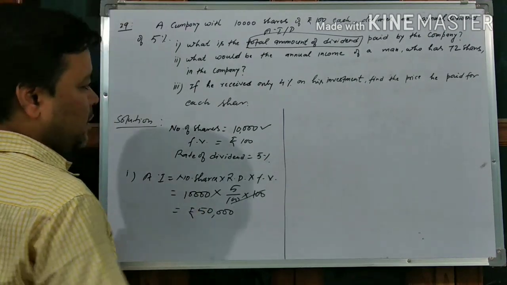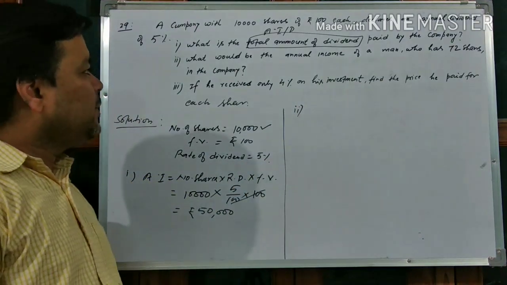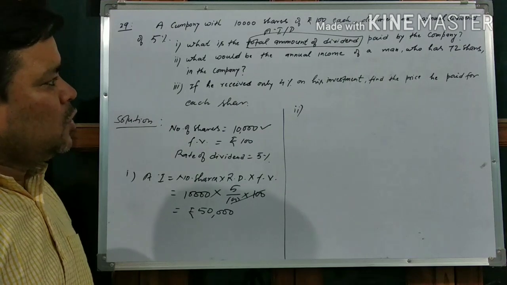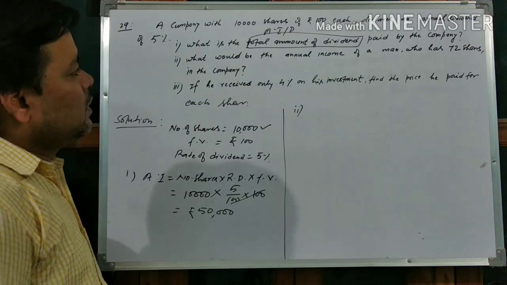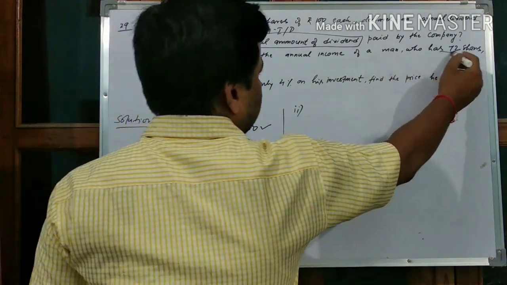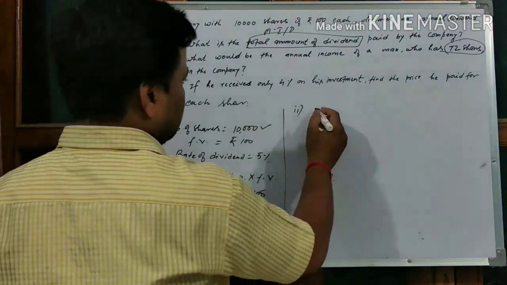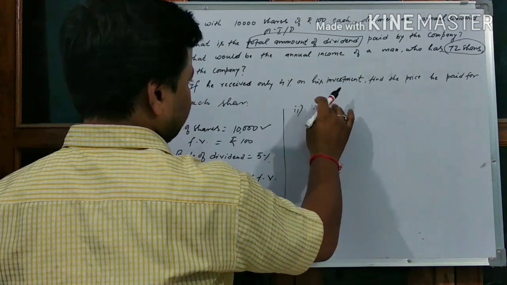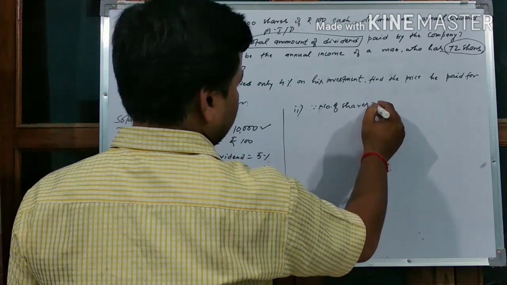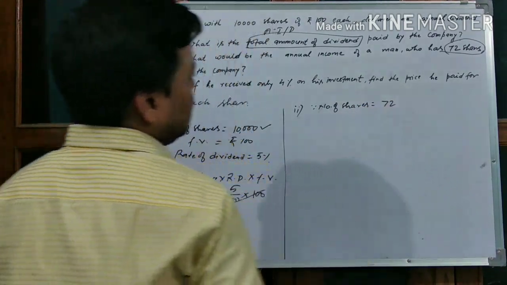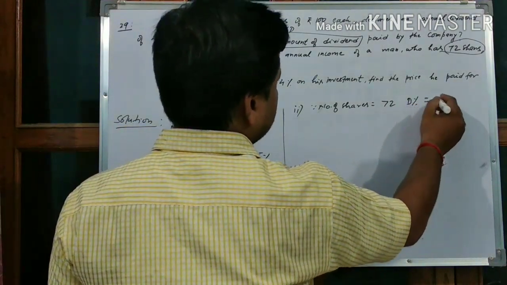Now this is the second part of the question. What would be the annual income of a man who has 72 shares in a company? Means if a man has 72 shares, then what would be the annual income? In this case, the number of shares is equal to 72, and again rate of dividend percent is how much?